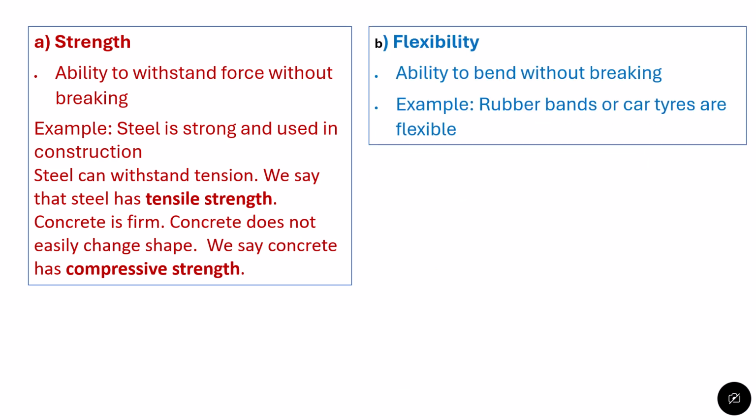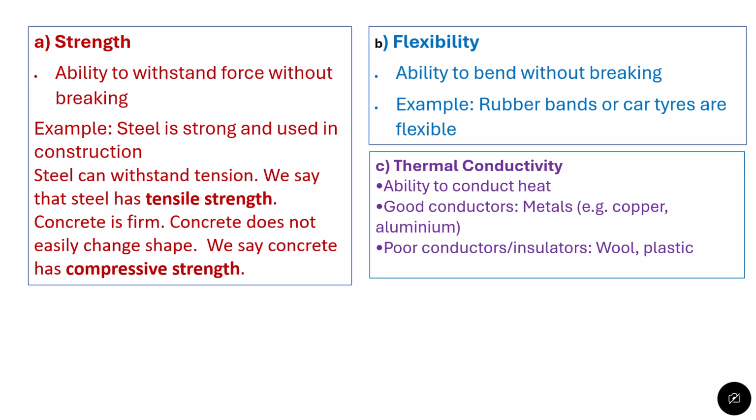Then we can say that properties of materials, they're flexible, so they can bend without breaking. Examples of those are rubber bands and car tires. Then the third property is thermal conductivity. That means it has the ability to conduct heat. They're good conductors of electricity. Examples of these are metals. And then the materials that are poor conductors of heat are insulators, which are wool and plastic.